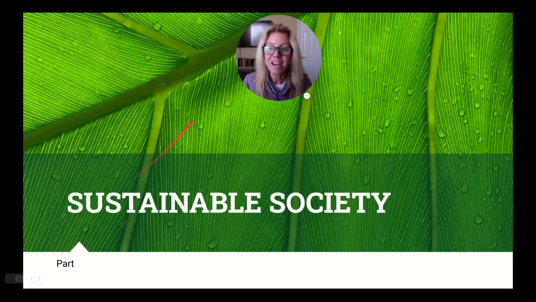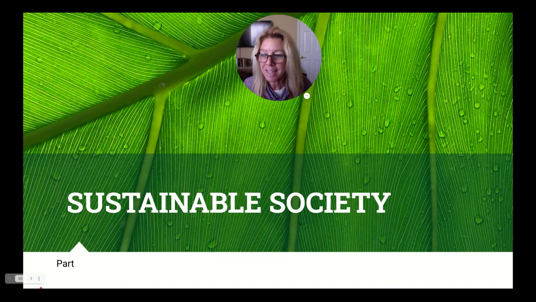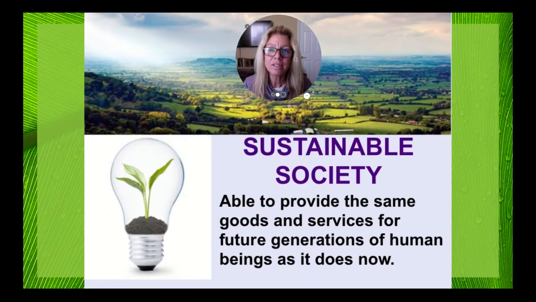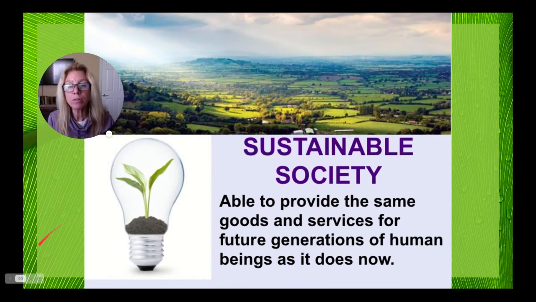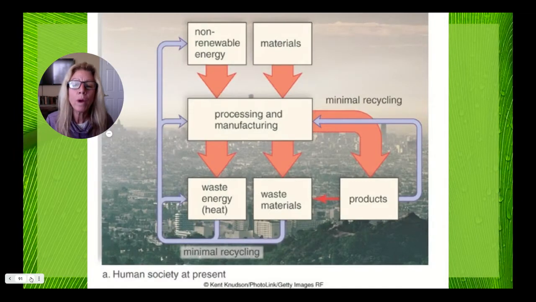There we go. All right, now the last topic, 36.4, is working towards a sustainable society. All right, so a sustainable society would be one that is able to provide the same goods and services for future generations of human beings as it does now. So you just needed the word future generations. We need to act like a species that is concerned about those future generations and not us right here and now. And so we need to look at the way we use those things.